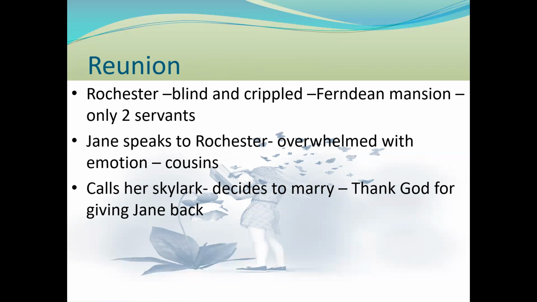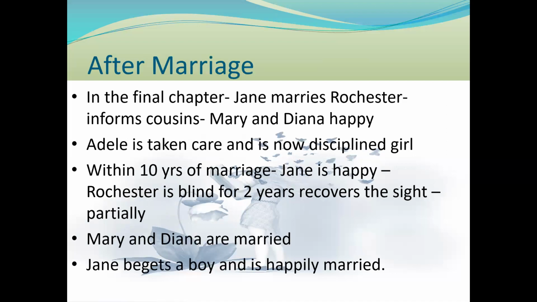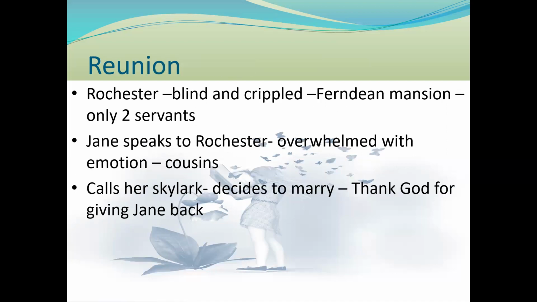She also jumped from the top floor, leading to her immediate death. Rochester saved all the family members, and finally, he became blind and crippled in the accident. He leads a quiet life now in Ferndean Mansion. Hence, Jane decides to go and meet Rochester.